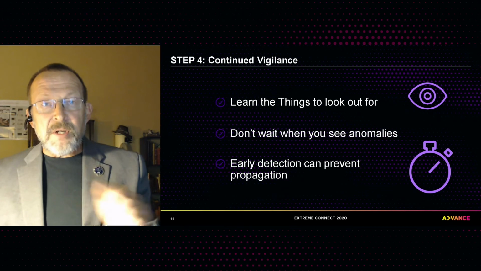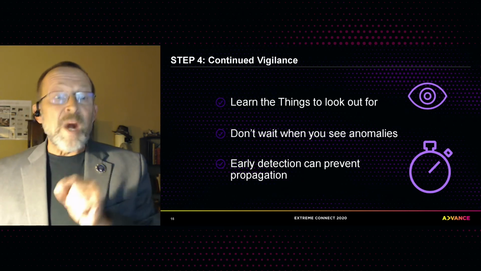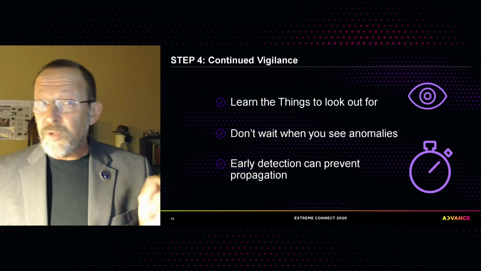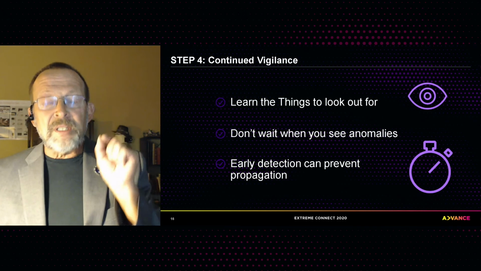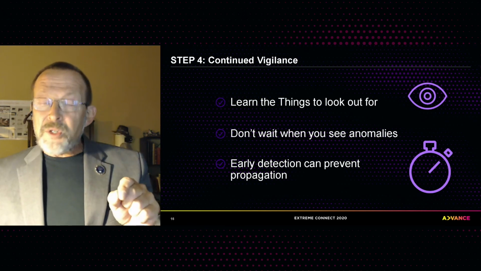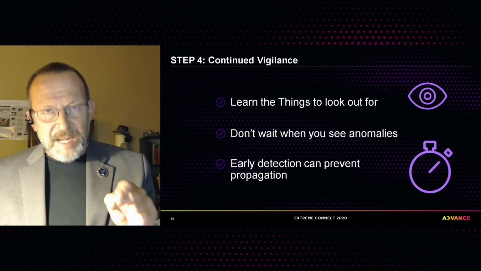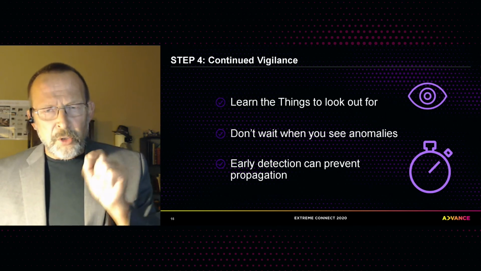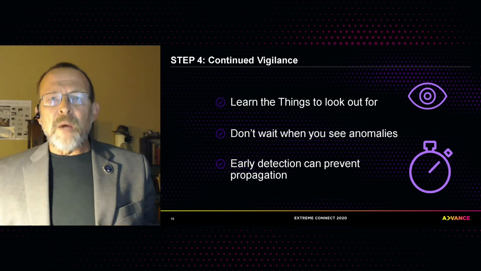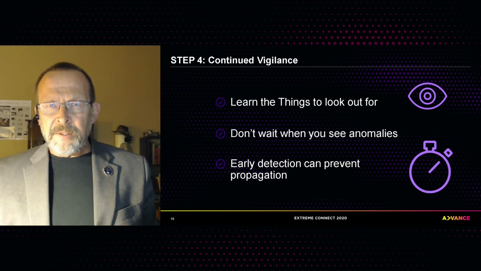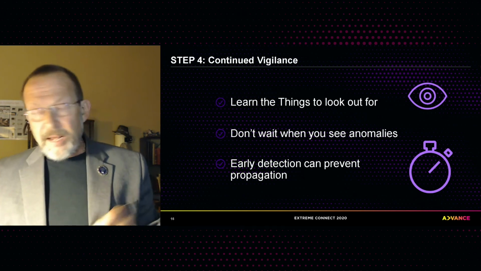If the camera does start to exhibit behaviors where it wants to move east-west and it wants to, for instance, talk to other video surveillance cameras, that is an indication that something is drastically wrong. Don't wait when you see anomalies like that. Early detection can prevent propagation, and it's very, very key that you do things early. Don't wait and see something unusual and then leave it in your network for a period of time, because that could actually be the difference between an incident and a catastrophe.